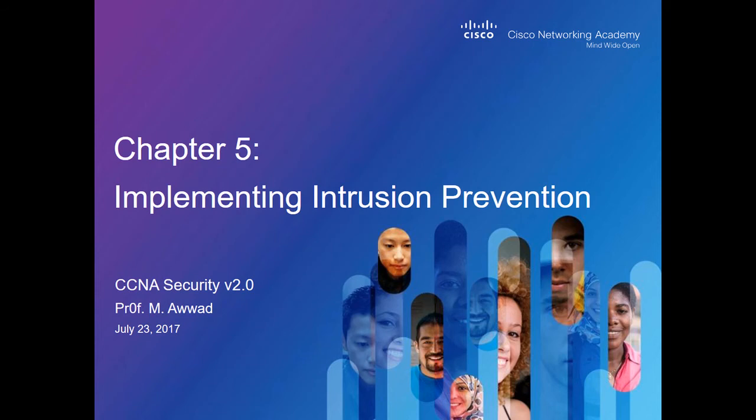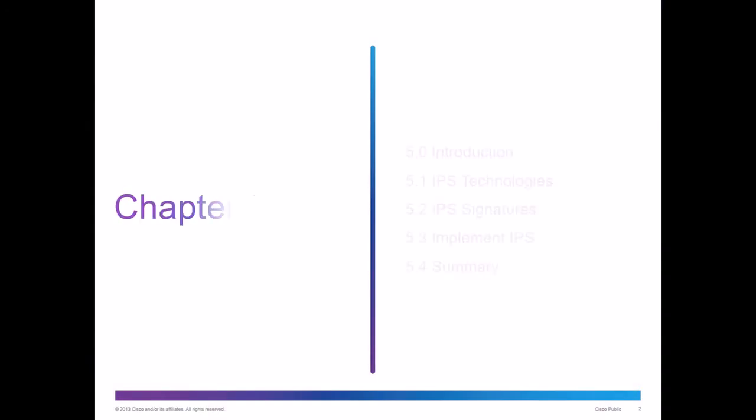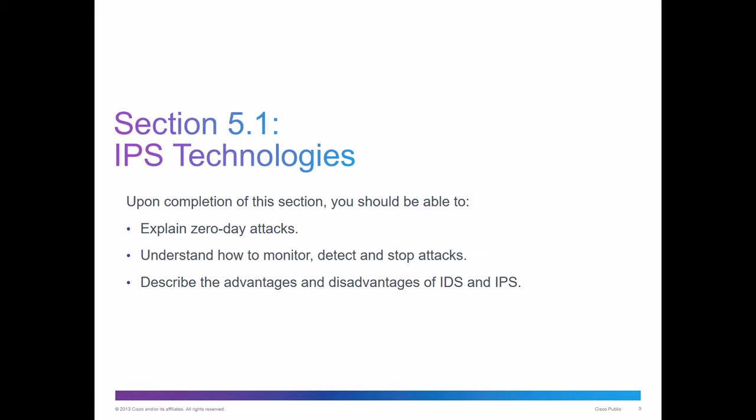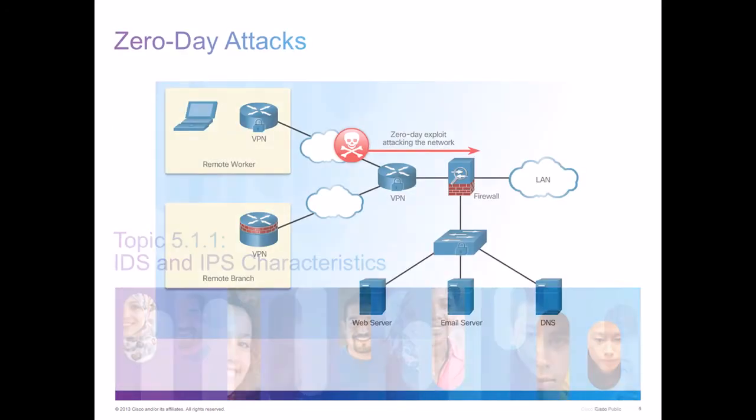Today we're going to talk about IPSs and IDSs as well, the intrusion prevention system and the detection systems as well. There are three sections that we're really going to take a look at: the IPS technologies, the signatures, and how we implement IPSs on our routers. So our router is going to act as an IPS. All right, so let's get started.